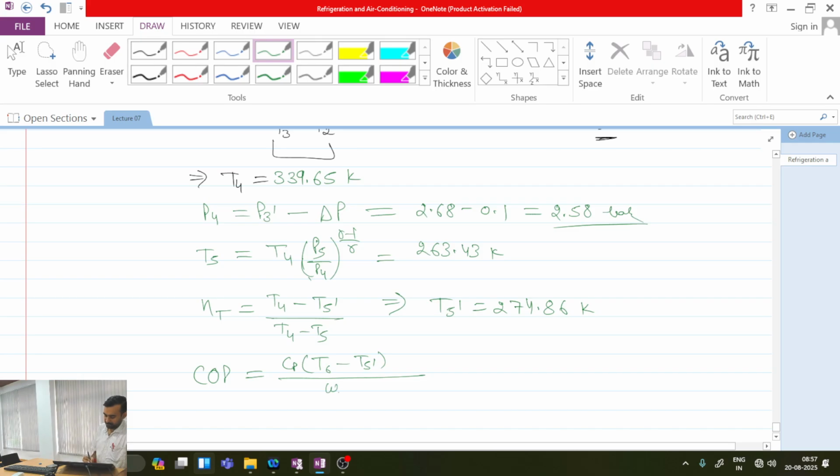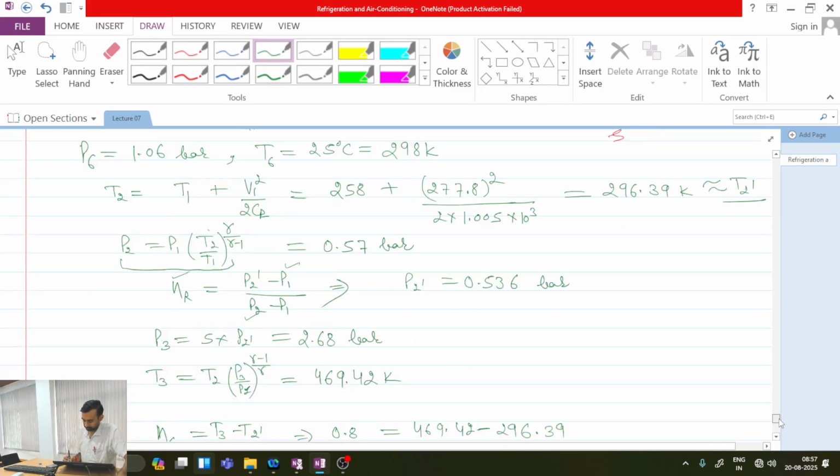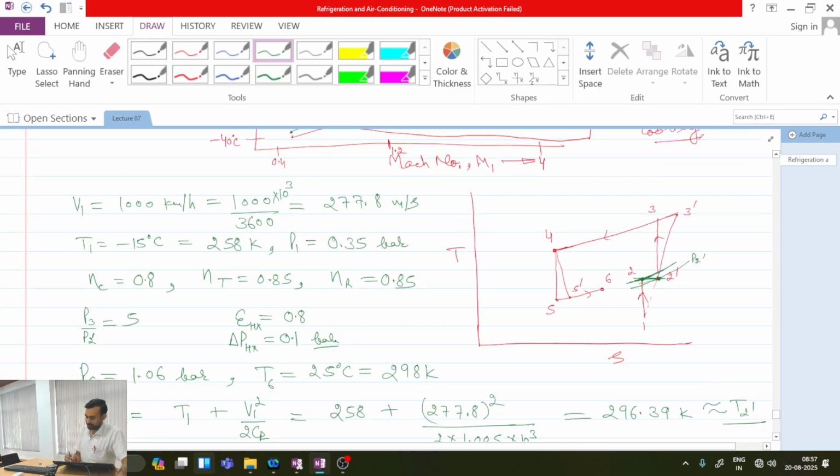divided by W net on a per kg basis. What will be W net? Compressor work minus turbine work. Will there be any role of the ram work in the calculation of W net for defining the COP? Those who say it should be there, please raise your hand. Those who say it should not be there.